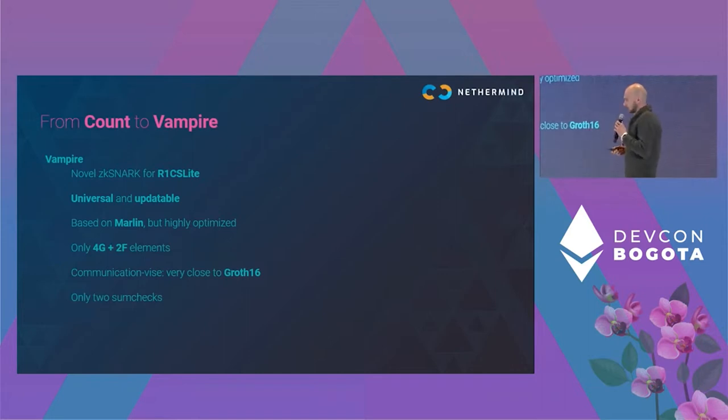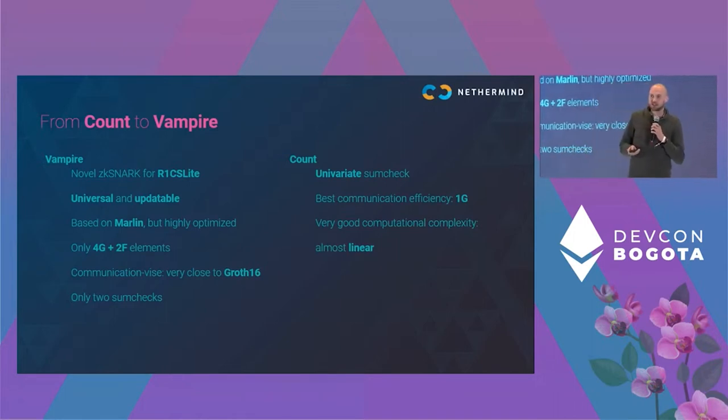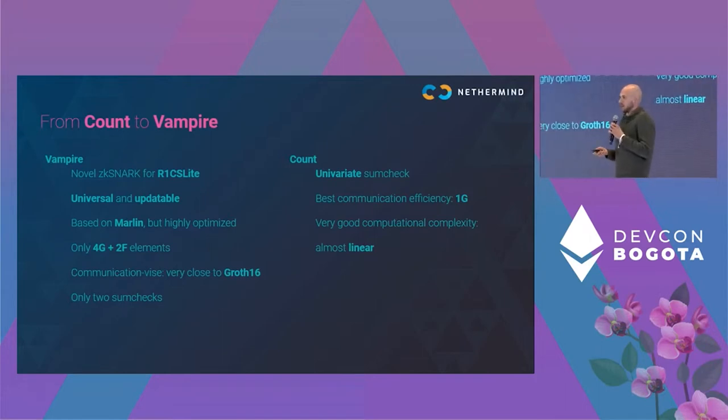And why I want to talk about sum checks is because this optimization was possible thanks to the fact that we invented a new sum check, which we dubbed count. It's a univariate sum check. It has great communication efficiency because the proof for the sum check is only one group element. Furthermore, the complexity of this sum check is really, really good. It's almost linear, which is much better than the standard sum check we use in SNARKs called Aurora, which requires FFT.